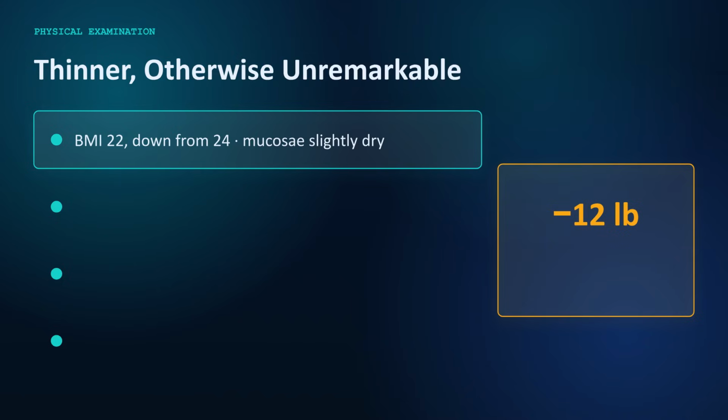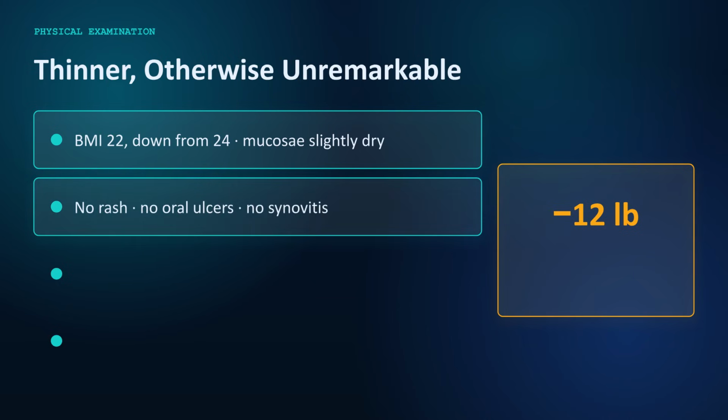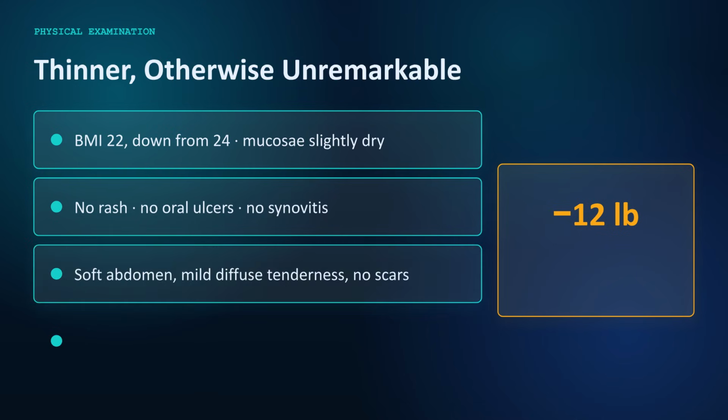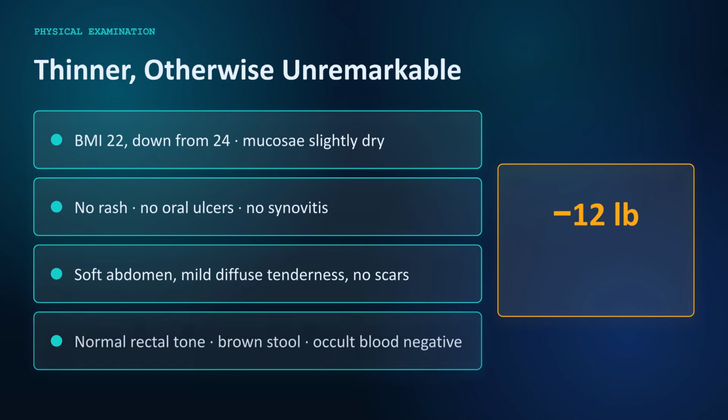There is no rash, no mouth ulcers, and no joint swelling. The abdomen is soft with mild diffuse tenderness. No mass, no organ enlargement, and importantly, no surgical scars. Rectal examination shows normal tone, and brown stool that is negative for occult blood. A normal examination does not reassure you here. In chronic diarrhea, the examination mostly rules things out. The work is in the categories. One deliberate finding: the absence of surgical scars. In chronic diarrhea, an unremembered bowel resection is a real trap.